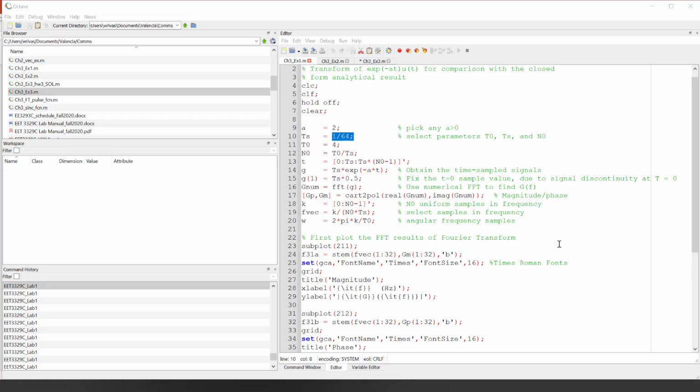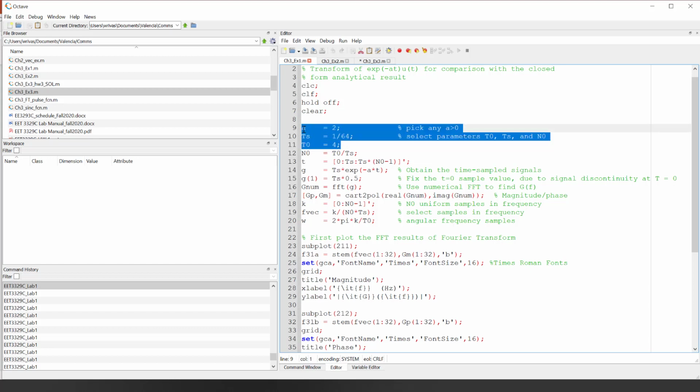Okay, so here's Octave. In this example, I follow the author's example from the textbook quite closely, and you'll see in the next two I will not do that. But in this one, here's our A equals 2. We said the time sampling is 1 over 64, and T0 equals 4. So this comes straight from what we saw in the book.